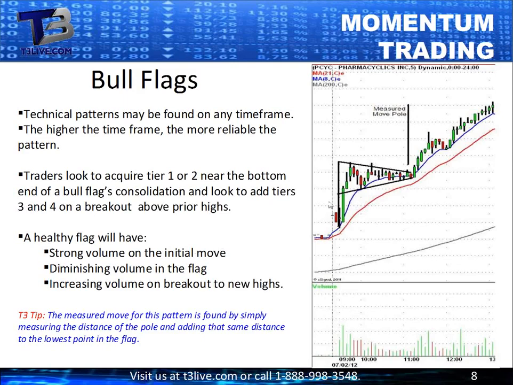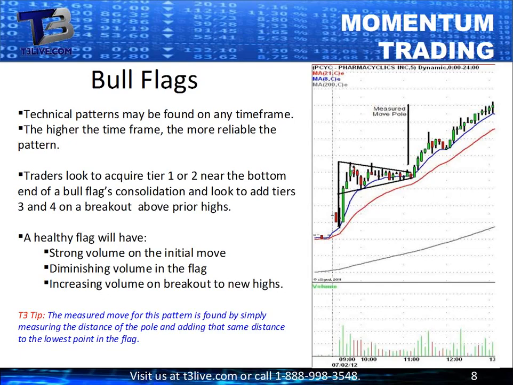Okay, a healthy flag will have strong volume on the big move, like you see here in the example, diminishing volume in the flag, and then increasing volume on a breakout to new highs. In this example of PCYC that we see here, here is a perfect example of a flag. This one took on a pennant shape. Okay, you have your big move up. That would be your line right here, your pole. And then what you see is some consolidation over and around this area here.